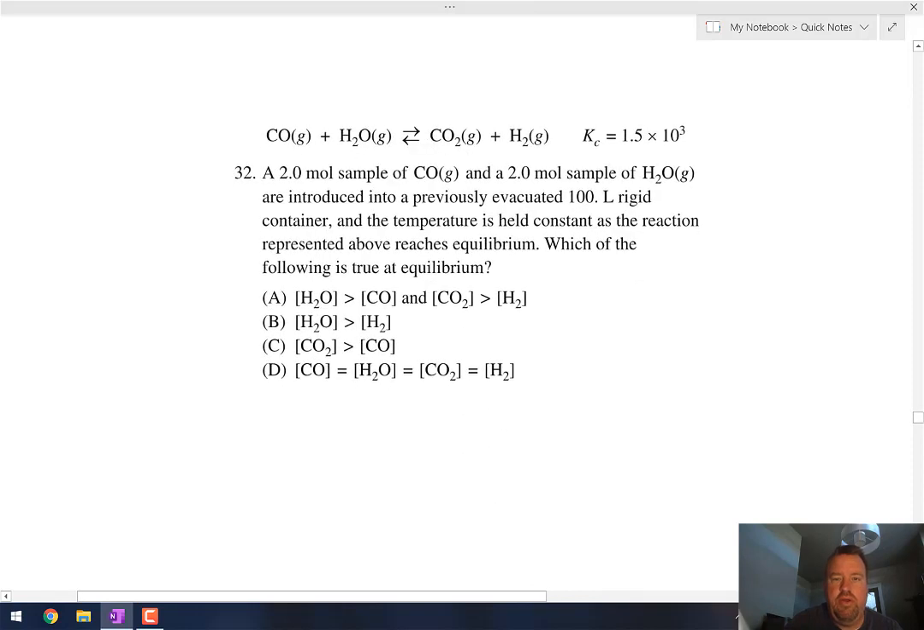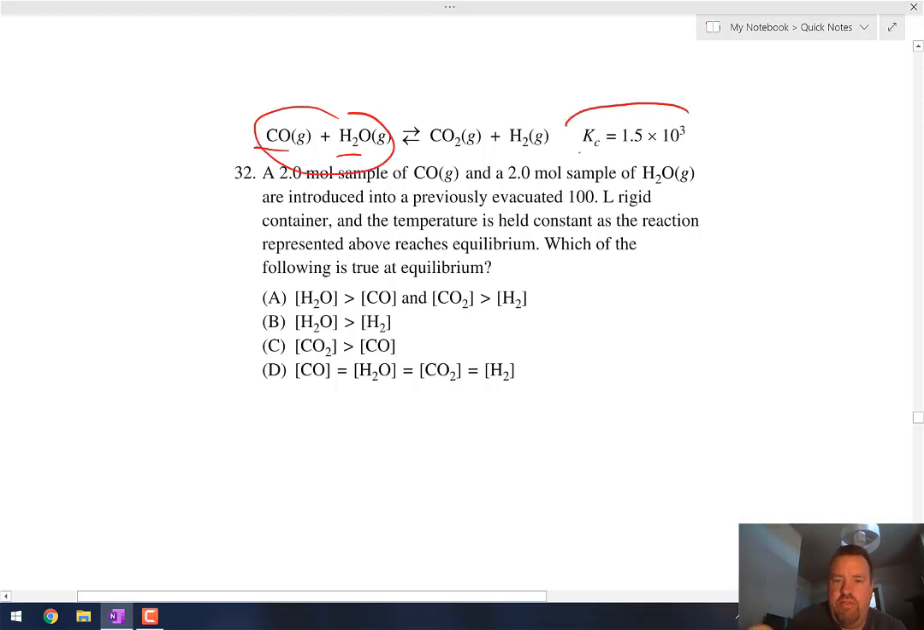Okay, question number 32, another equilibrium one. These are very common on the multiple choice. Okay, so on this one, you've got an equal number mole sample of CO and H2O. There is a 1-to-1 ratio, so we know that as the CO and the H2O react, they're going to disappear at the same rate. So we can say that we know that these two are going to be equal to each other.